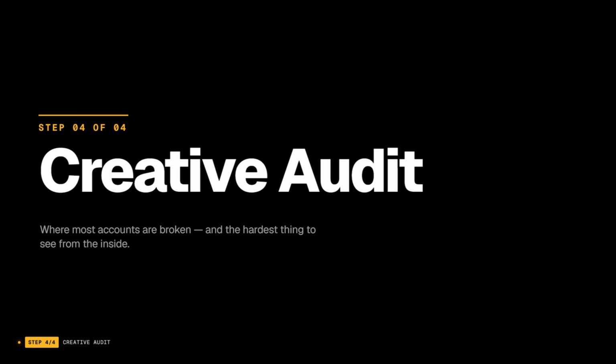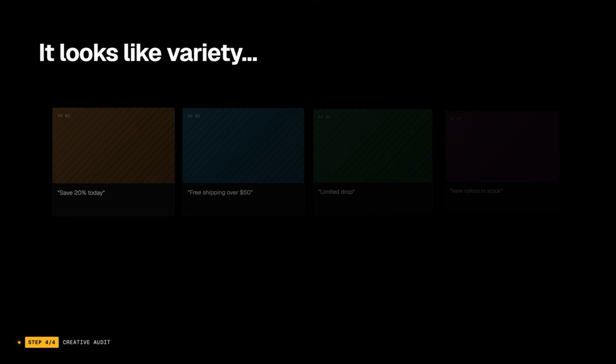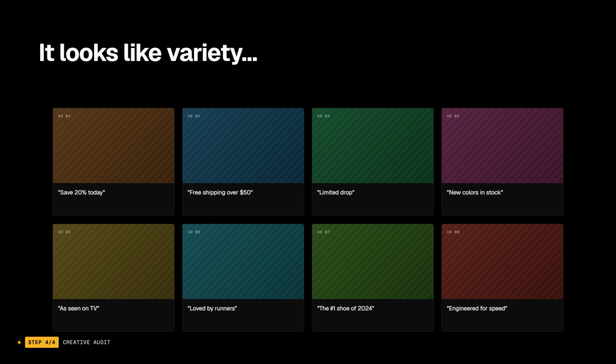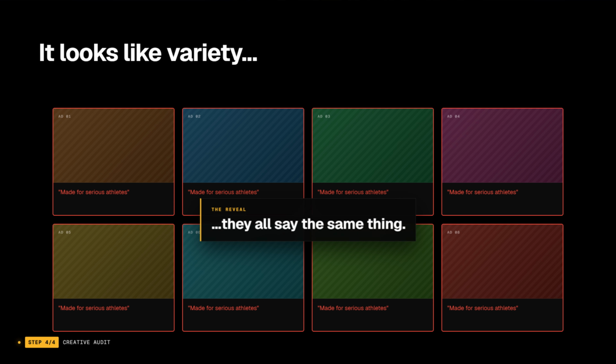Next, I audit the creatives. This is where a lot of accounts are broken, and it's the hardest thing to see from the inside. Almost never the problem is that the ads are bad. The most common issue that I see is that brands are using the same hook, the same angle, the same copy across most of their ads. In today's day and age, that gives Meta a signal that most of the creatives are the same and it will not reach new audiences.